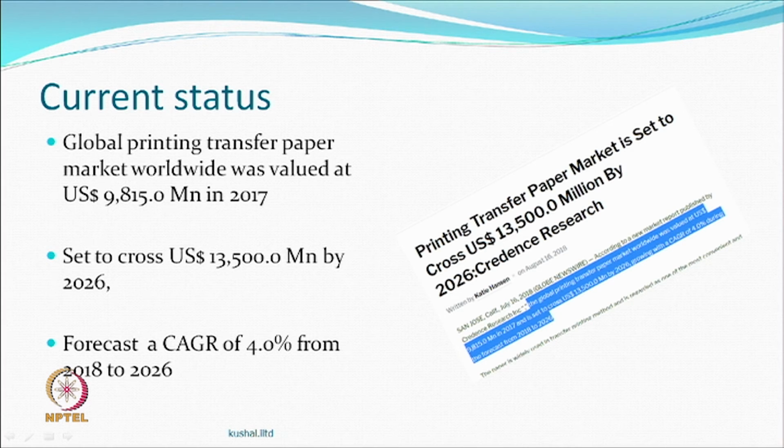In fact, for a good number of years people were thinking that this technology is not going to go too far as far as textile printing is concerned. But currently, a recent study believes that the value, close to $9,800 million in 2017, is likely to go to 13,500 million by 2026, with an annual growth rate of about 4%.